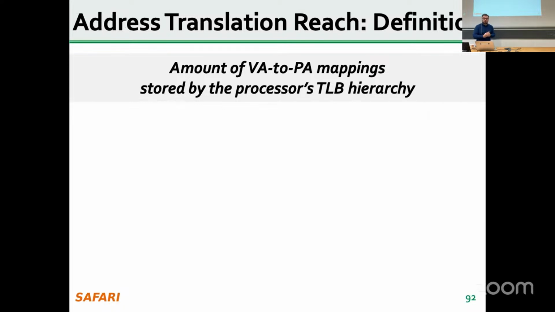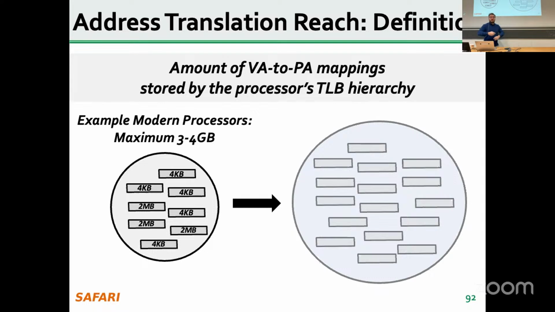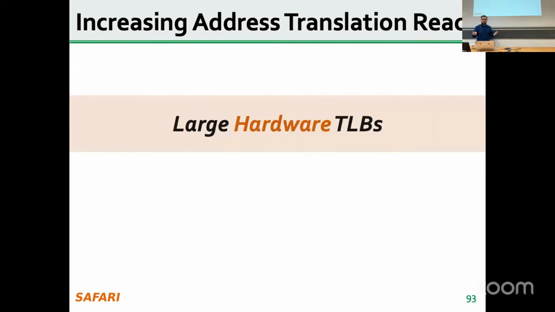This is a definition. It's the amount of virtual address to physical address mappings which are stored by the processor's TLB hierarchy. An example processor stores around 3 to 4 gigabytes worth of translations by storing both 4 kilobyte and 2 megabyte entries when using 2 megabyte large pages. We want to make this much larger. We want to increase the reach to reduce the page table walks.